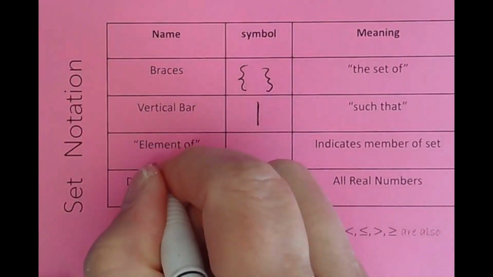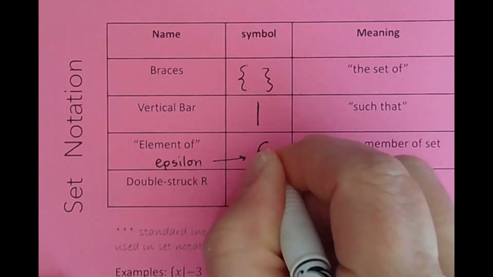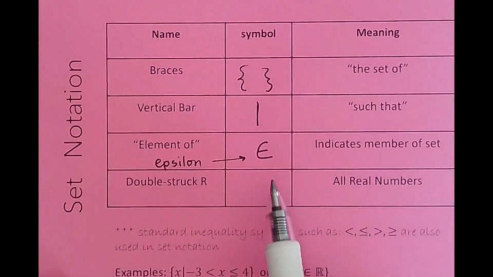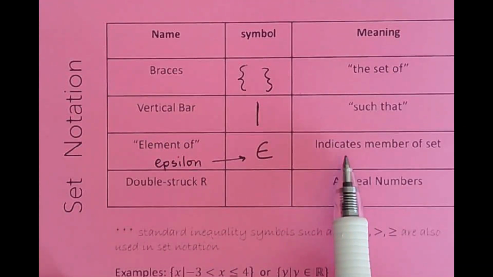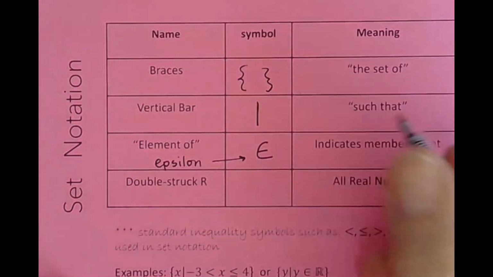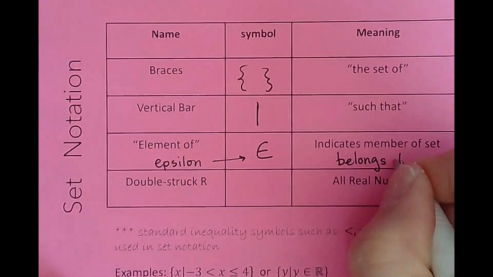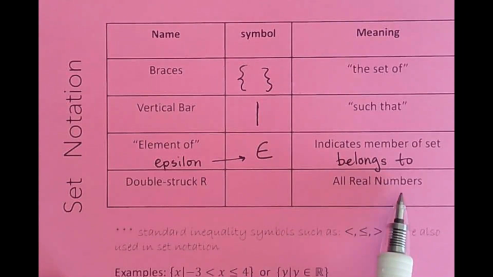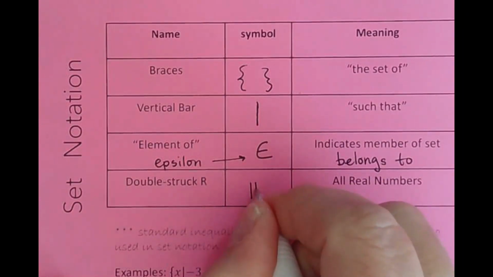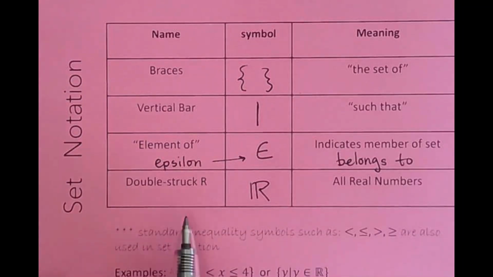Also, we'll use an epsilon, which looks like a C with a line in it. A funny looking E. It means that it's an element of, which shows that this is a member of a group, or it belongs to a set. And the last abbreviation for these is for all real numbers, instead of writing the words, we'll write an R like this. It's called a double struck R because there's two uprights on there.